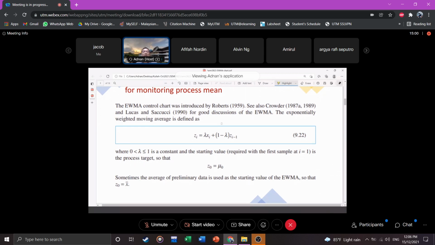What we do in this EWMA control chart is plot the z value, which is given by z_i = lambda x_i + (1 - lambda) z_(i-1). The process target will be the mean; the mean is the process target, which is z_0 here, or the mean for the process. And lambda is normally taken as between 0 and 1.